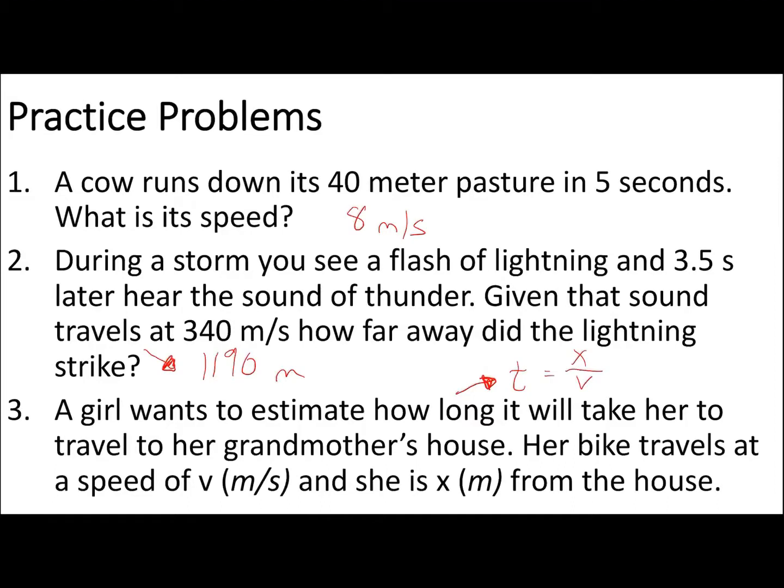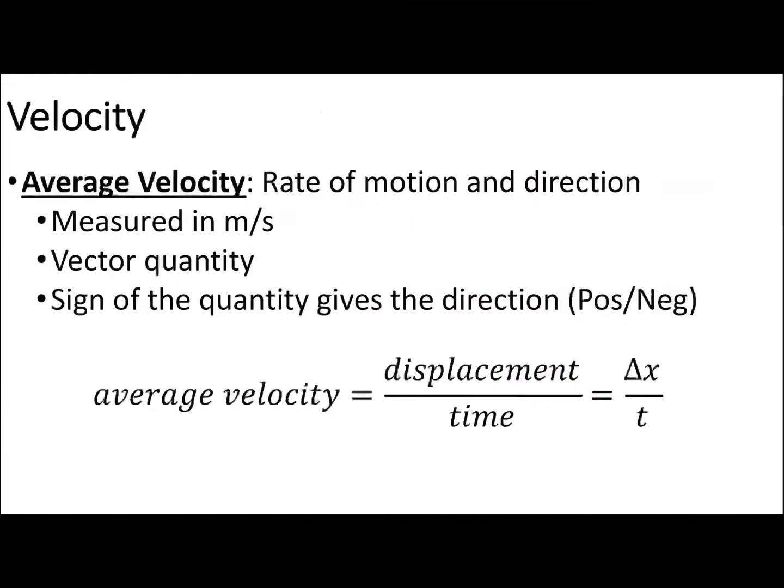Answers to those problems. Now, let's talk about velocity. How is it any different than speed? Velocity is also a measurement of motion, but it's different than speed because, similar to speed, it is a rate of motion, how quickly something is moving, but it includes facts about direction. It is measured in meters per second. Because it has both a magnitude and a direction, that makes it a vector.